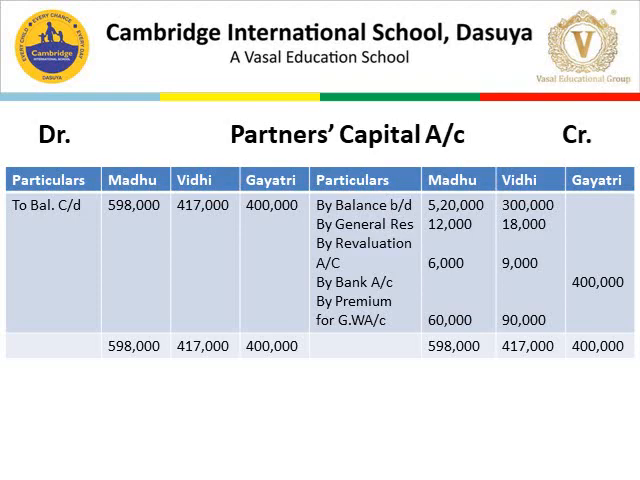Now we will total this. In Madhu's account there is a total of 5 lakh 98,000, Vidhi 4 lakh 17,000, Gayatri 4 lakh. So we will close the account by writing on the debit side, balance carried down. In Madhu's account, 5,98,000. Vidhi's account, 4,17,000. Gayatri's account, 4 lakh. It will be closed now. Both the debit and credit sides are equal.